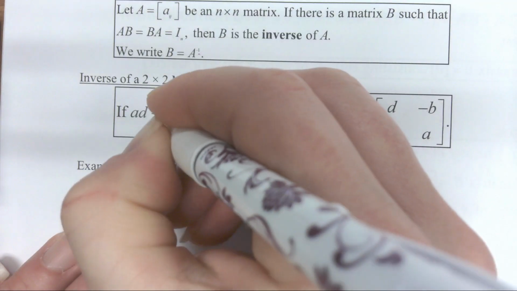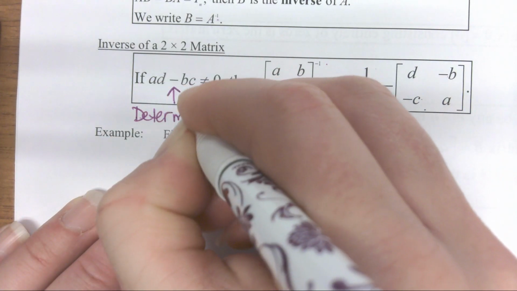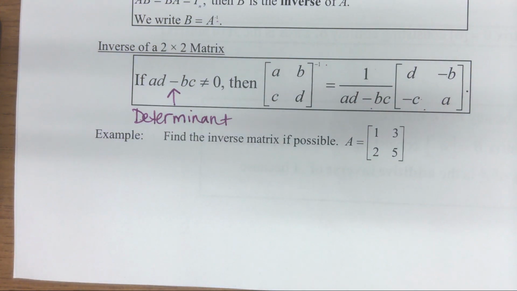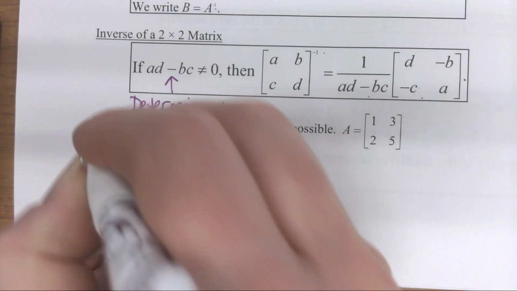This right here is called the determinant of a matrix. Okay. So, I'm going to show you how it works then. I made a real basic matrix, A: 1, 3, 2, 5. I want to find A inverse.